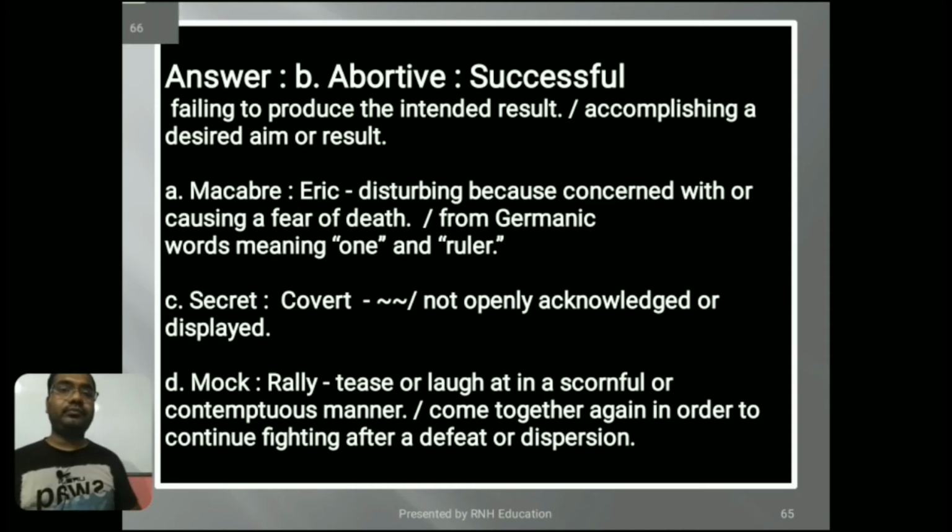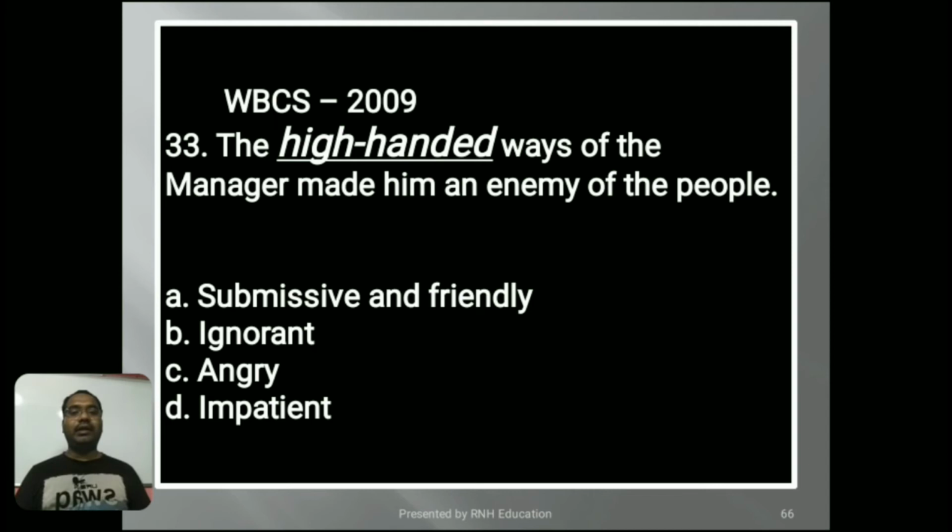Going to the next one. The next question is question number 33, and in this set the questions have been taken from the year 2009. Question 33: The high-handed ways of the manager made him an enemy of the people. The word is high-handed. The options are A, submissive and friendly, option B is ignorant, option C is angry, and option D is impatient.